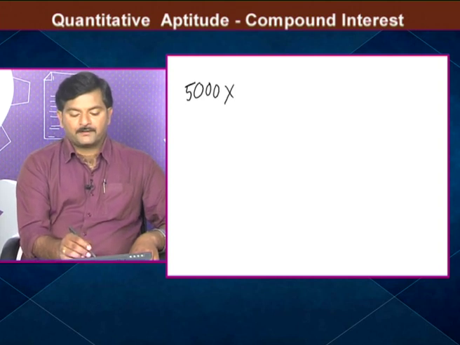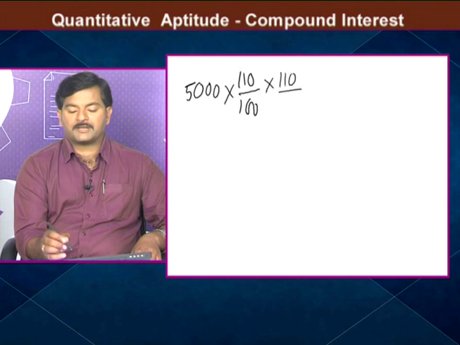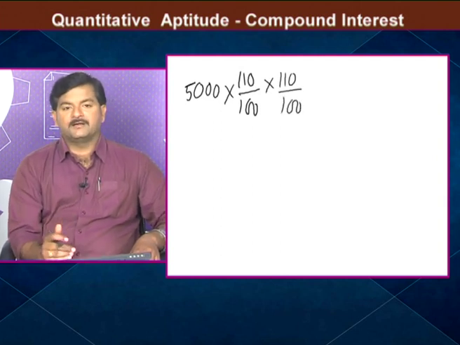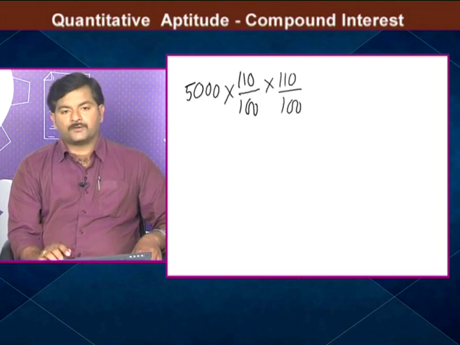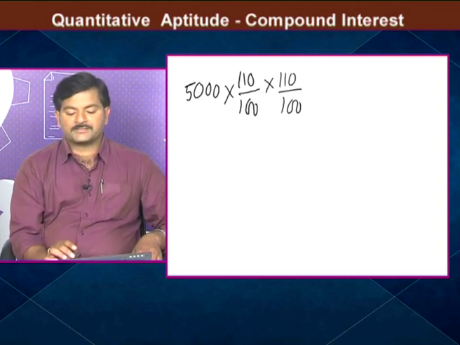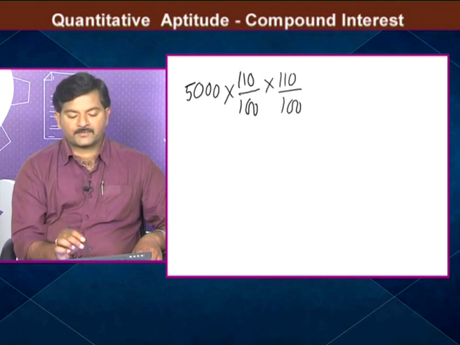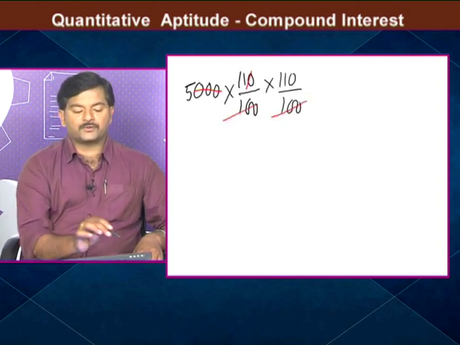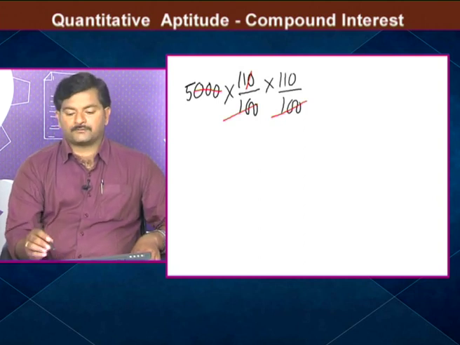So 110 percentage can be written as 110 by 100 into 110 by 100. This is for the first year and this is for the second year. I hope you understood. Now simplification. If you simplify this, 3 zeros and this 1 zero, for the 4 zeros, these 4 zeros are cancelled, right? 4 zeros are cancelled.